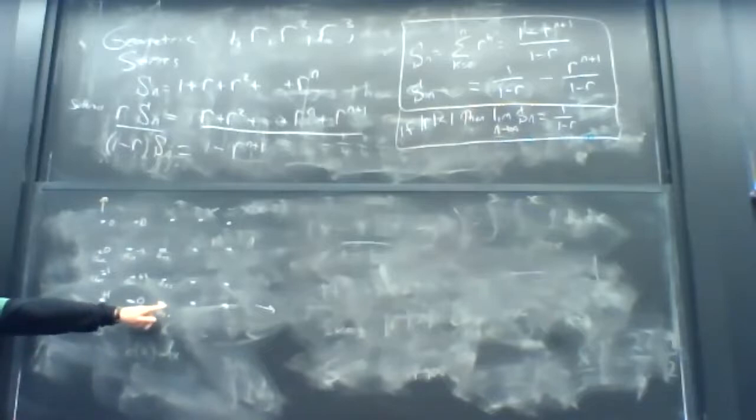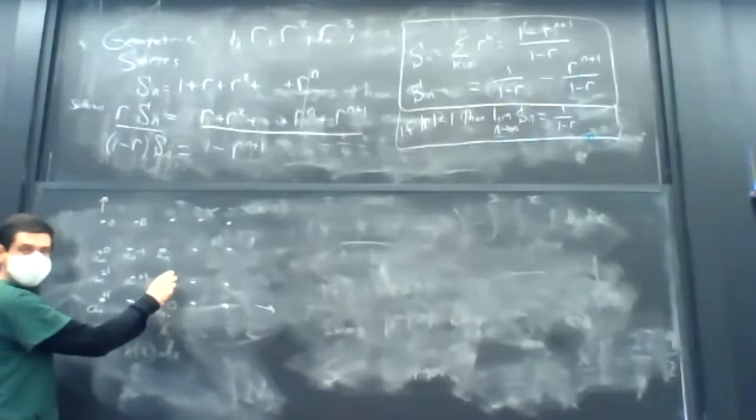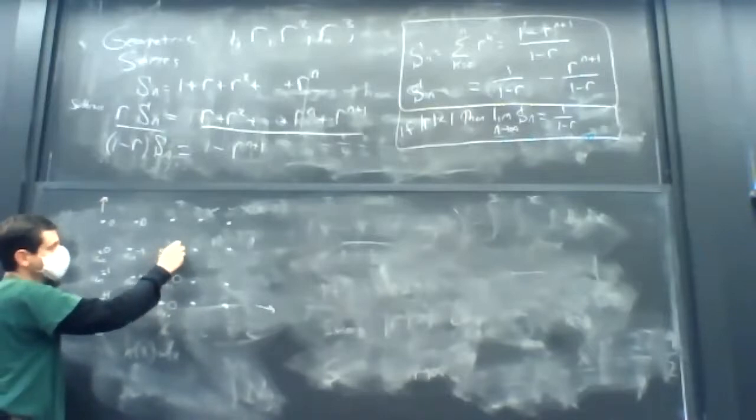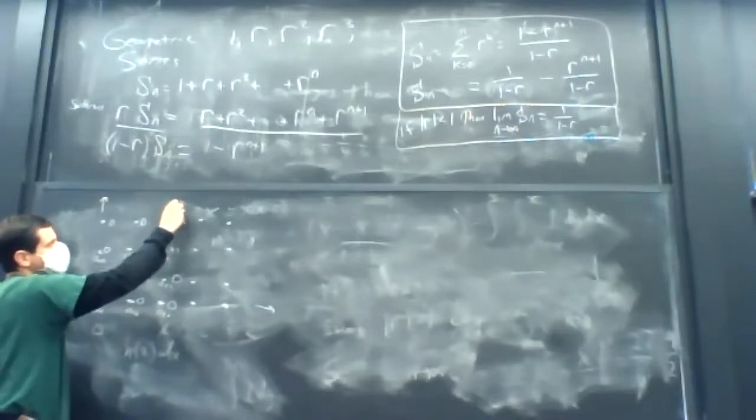What do you think it's going to be here? 0. Here? Here, -1, and then 0 for all eternity.